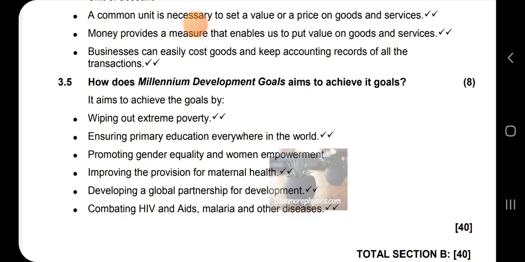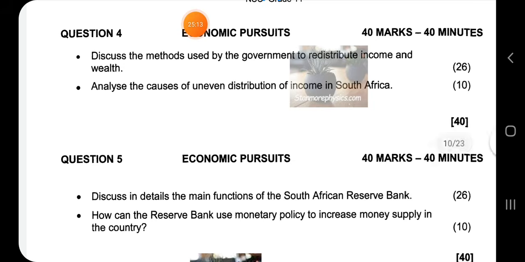How does the Millennium Development Goals aim to achieve its goals? By wiping out extreme poverty, ensuring primary education everywhere in the world, promoting gender equality and women empowerment, and so on. Now let's look at the essay question. Question 4 says, discuss the methods used by government to redistribute income and wealth. You know that there's inequality between the high earners and the low earners in South Africa. So how is the government bridging the gap between the high earners and the low earners?